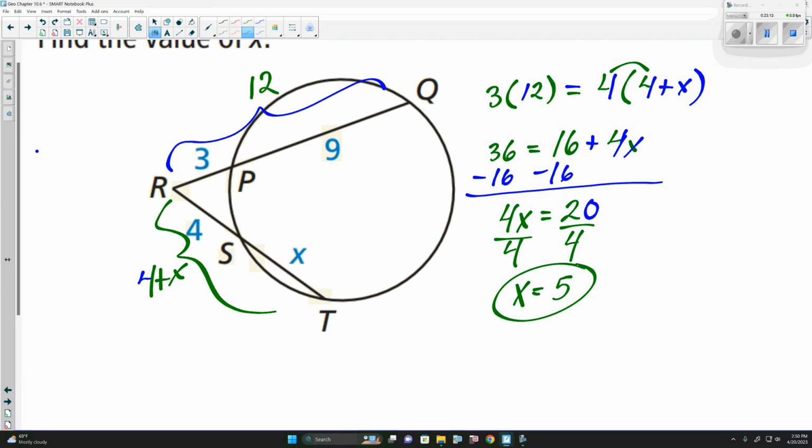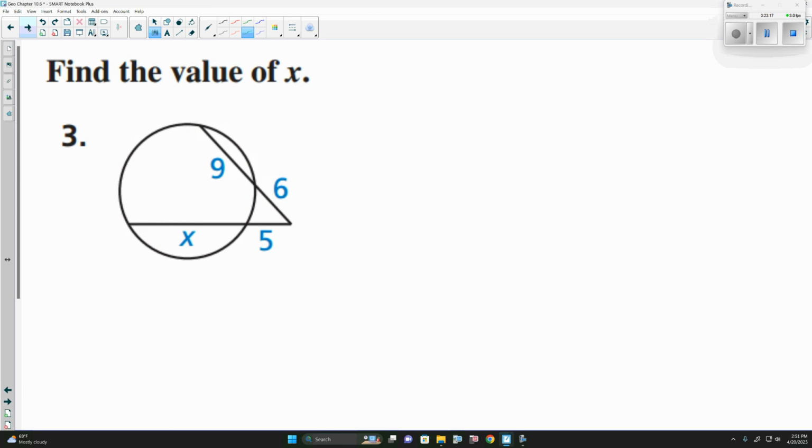Questions on any of this here? Are you ready for the next one? Do we need to see another example of one of these? Because once we get the formula down, these are not hard. So what would we have?